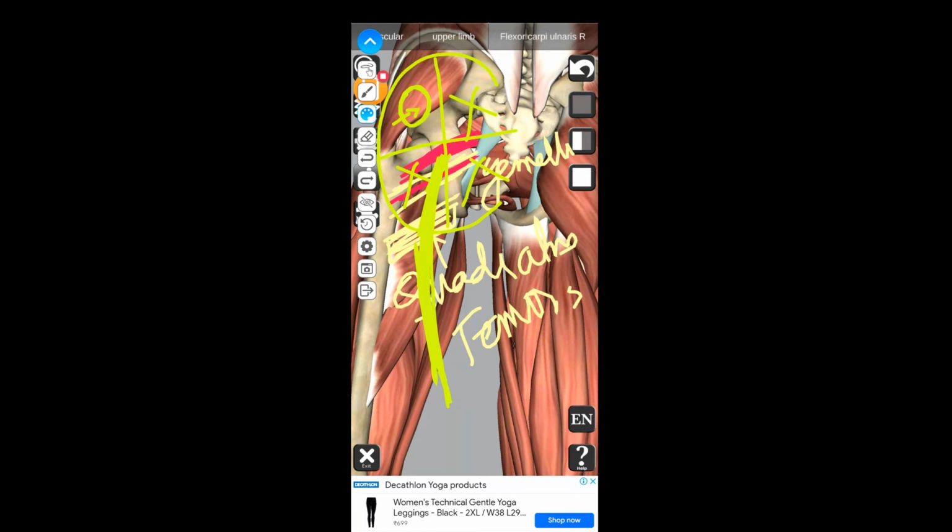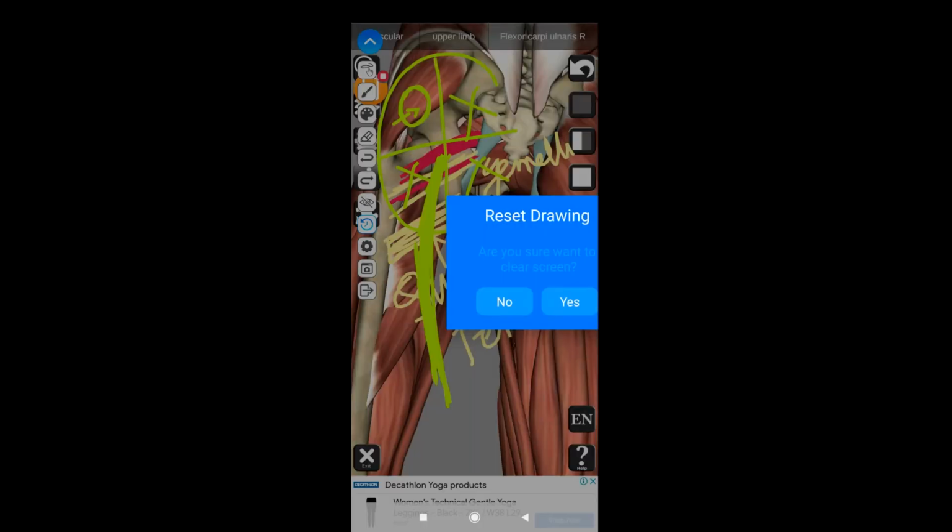So I think I should show the courses of the nerves here only. Okay, fine. Now we will be moving one by one. So first we will see the femoral nerve, right?